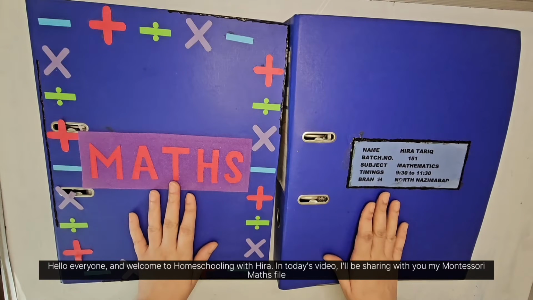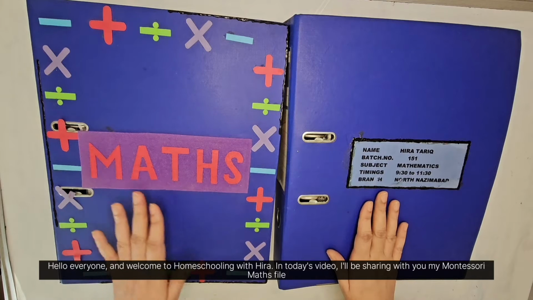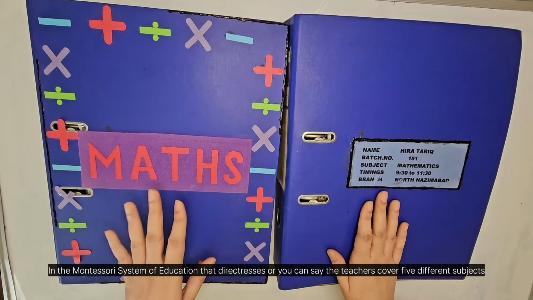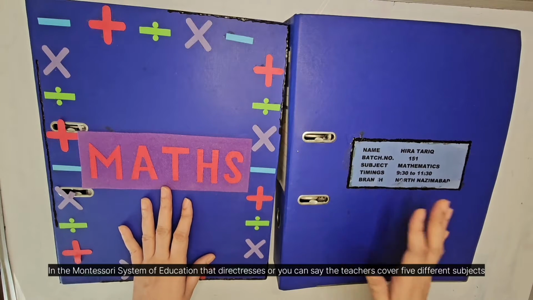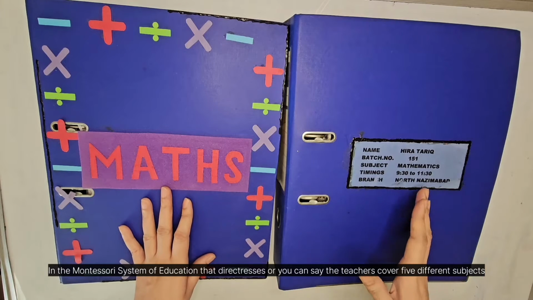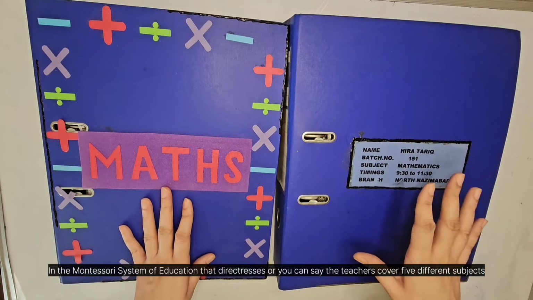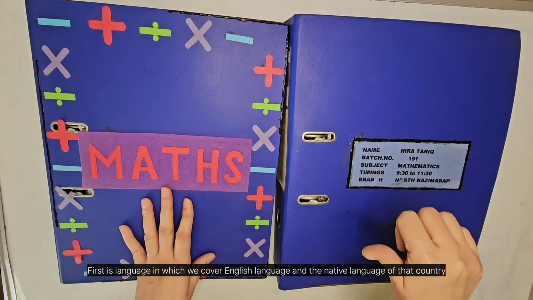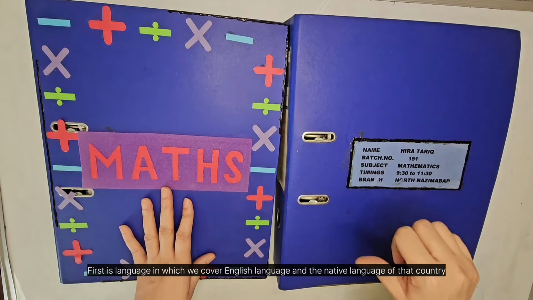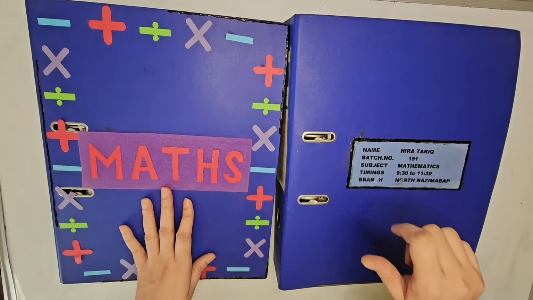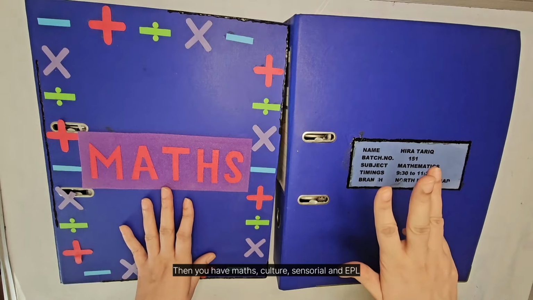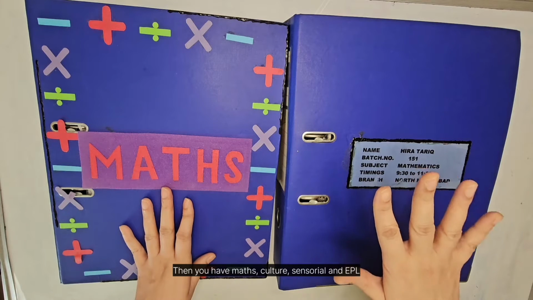In today's video, I'll be sharing with you my Montessori Maths file. In the Montessori System of Education, the directresses, or you can say the teachers, cover 5 different subjects. First is language, in which we cover English language and the native language of that country. Then we have maths, culture, sensorial, and EPL.